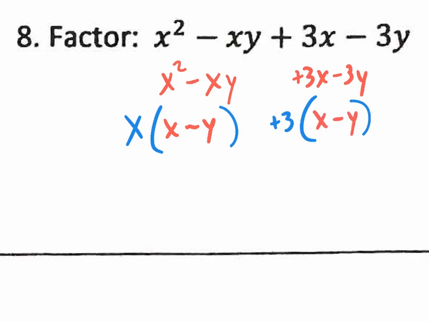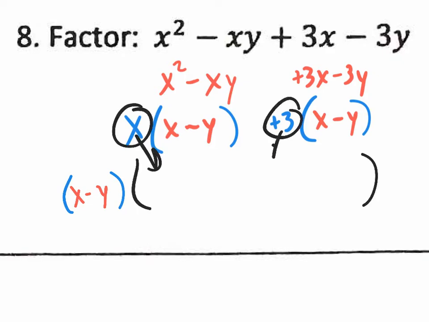X minus y also. Luckily, we have the same common binomial here and here in the first group and the second group. So I'm going to pull out that common binomial. I'm going to have an x minus y out here, and I have some exaggerated parentheses. What's left? The x is left over, and the 3 is also left over. X plus 3. Final factored form: x minus y, x plus 3.